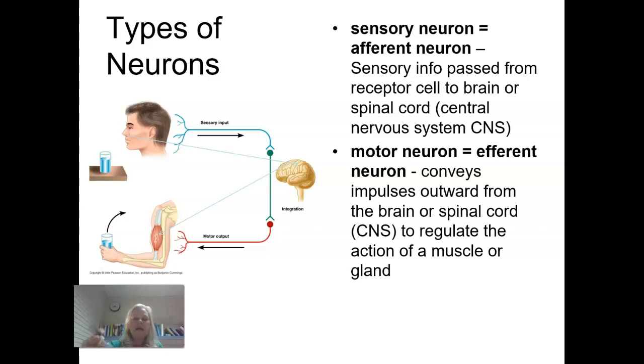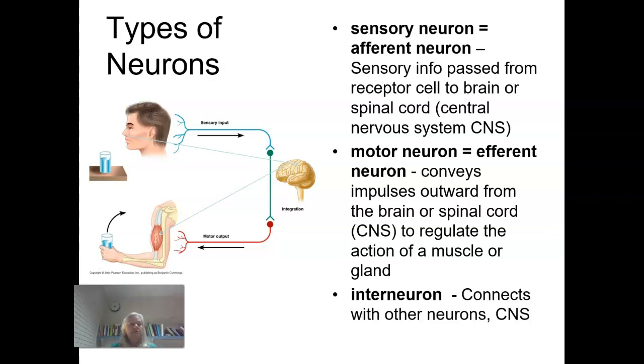Now let's say I decide to move my hand, okay? So I'm moving my hand and there's a part right behind that, right in front of the place where you could feel the sensation of the pen, to where you could actually initiate the movement of the pen. These are called efferent neurons. So they go from your brain or the spinal cord for some of them to regulate the action of a muscle or a gland. So any of your muscles, voluntary or involuntary, need motor neurons in order to move.